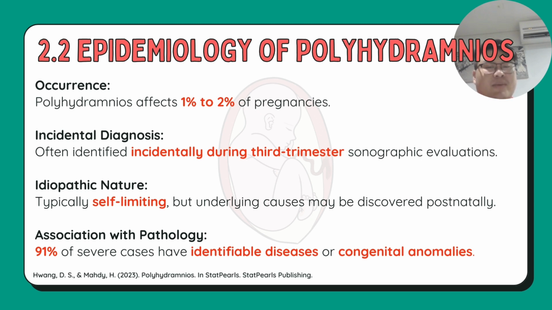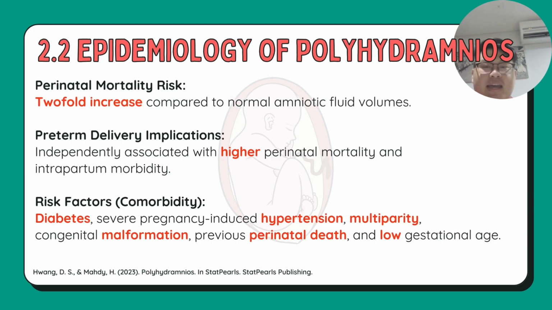And the third point is idiopathic nature. This disease is typically self-limiting, but underlying causes may be discovered postnatally. Association with pathology: 91% of severe cases have identifiable disease or congenital anomalies. And the next point is a twofold increase in perinatal mortality rates. People who have polyhydramnios have a twofold increase compared to normal amniotic fluid volumes. The next point is preterm delivery implication, which is independently associated with higher perinatal mortality and intrapartum morbidity.